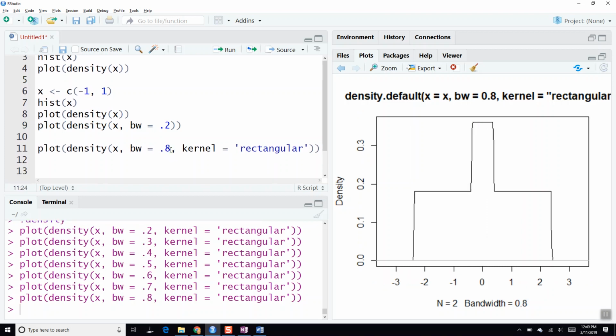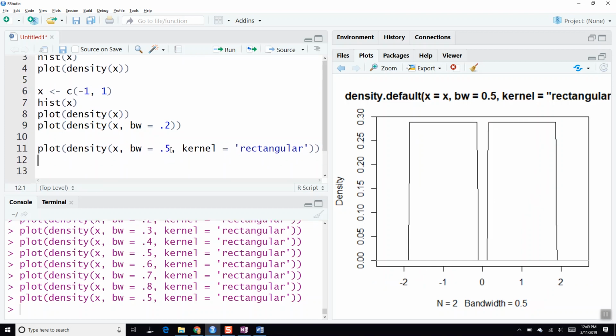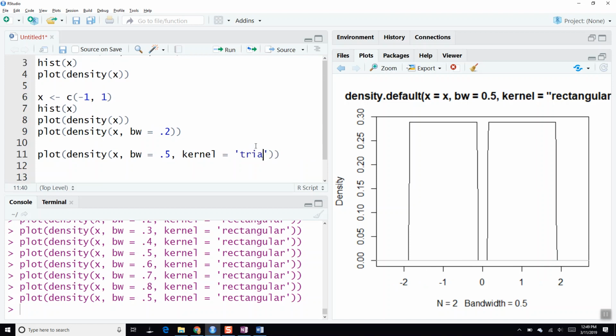But visually, can you see what's happening? You've got these two rectangles, but you're making them wider, and when they start to overlap, they form that thing. Let me just show you a triangular also.